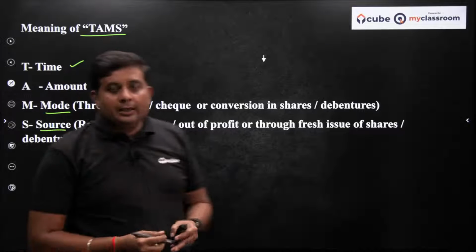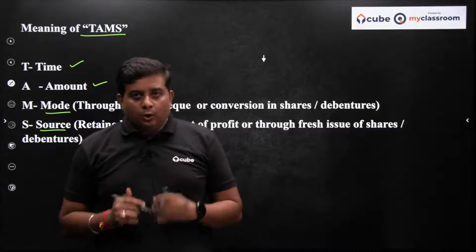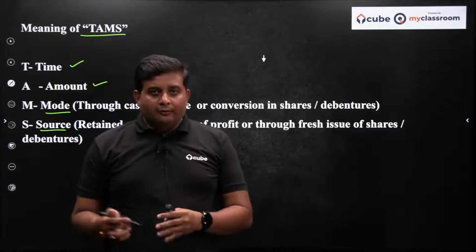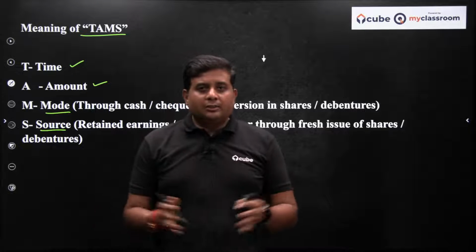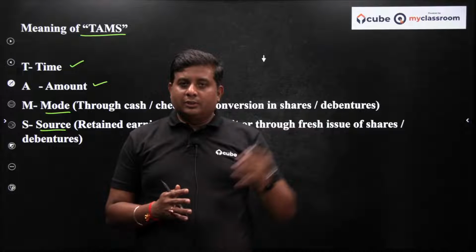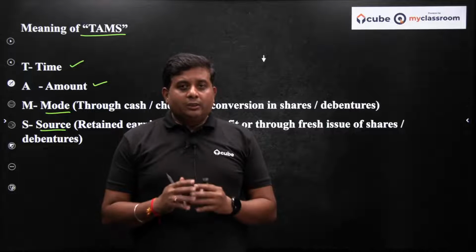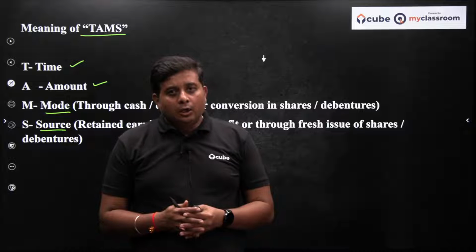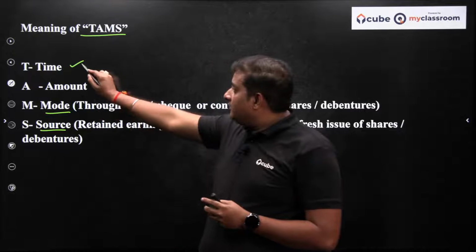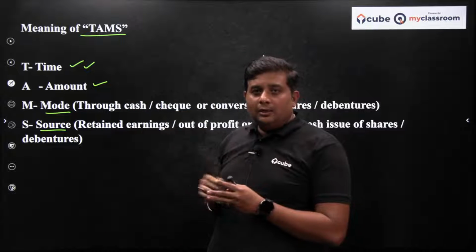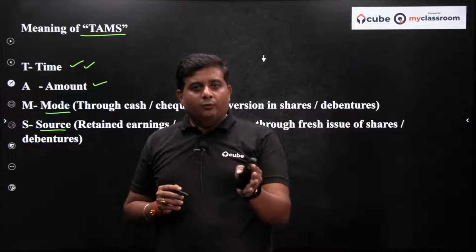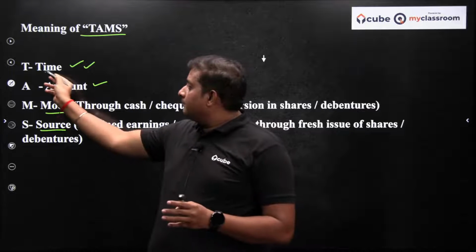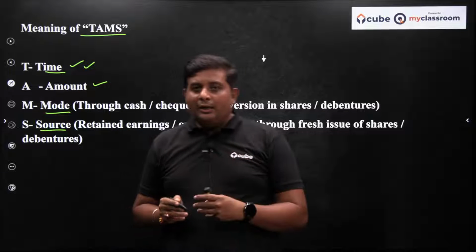Very simple thing. Whenever we take a loan by issuing debentures in the market, that loan is meant for say 3-4 years, maybe 5 to 6 years. So we need to decide the time before taking the loan. That is the reason time is one of the factors of taking a loan. Like, we have taken a loan for 4-5 years. So this is time.